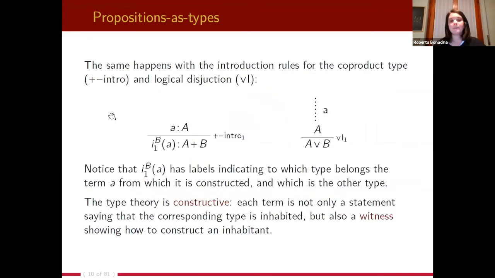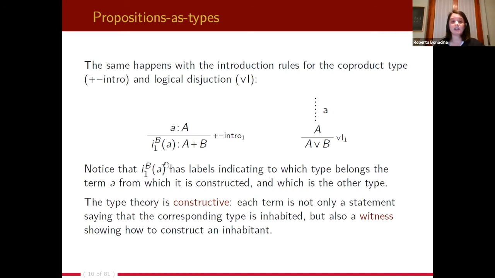Finally, for coproduct and logical disjunction, we have two introduction rules. Let's just analyze the first one. If we have a term small a of type A, we can construct this inclusion, which we call i1 of a, which is of type A plus B. And this corresponds to saying that to obtain a logical disjunction A or B, we need a proof small a of the proposition A.